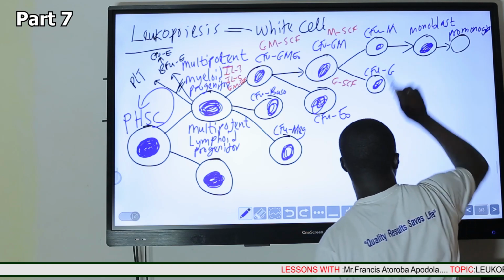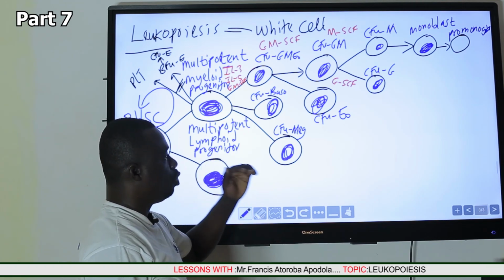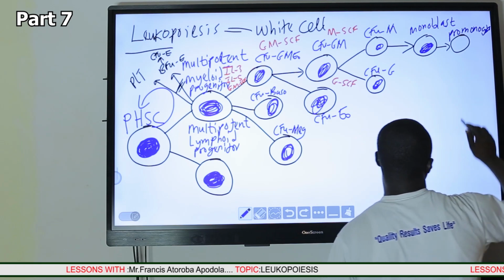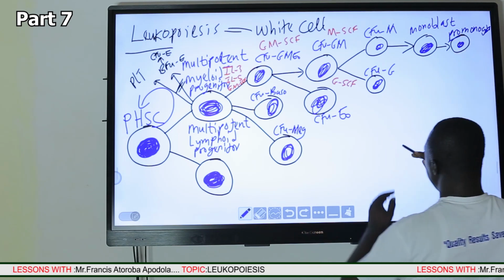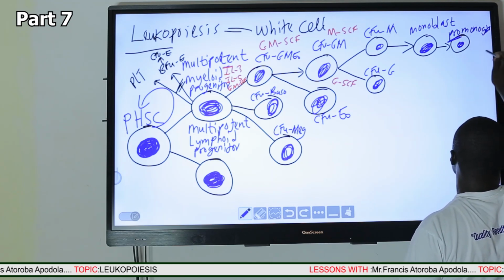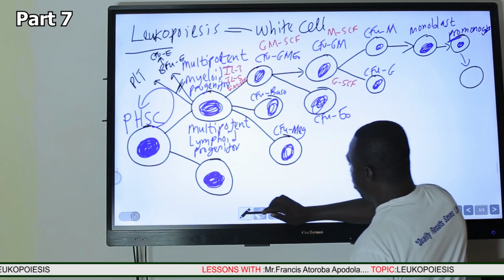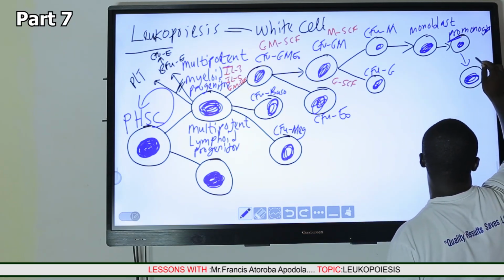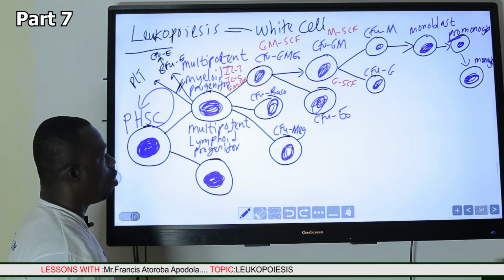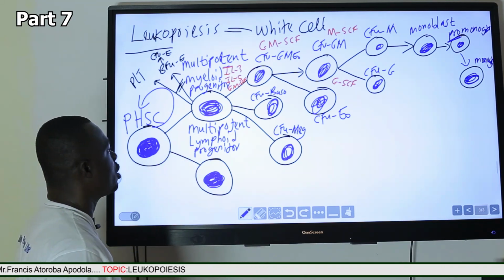So we have the monoblast stage, which is the first precursor cell for monocytes. After the monoblast stage, the next stage is the promonocyte. The word part pro means before, so this means before the monocyte stage. Then the next stage technically will be called the monocyte. So we form our monocytes here. These are the stages of monocyte production. This is monopoiesis, the production of monocytes.